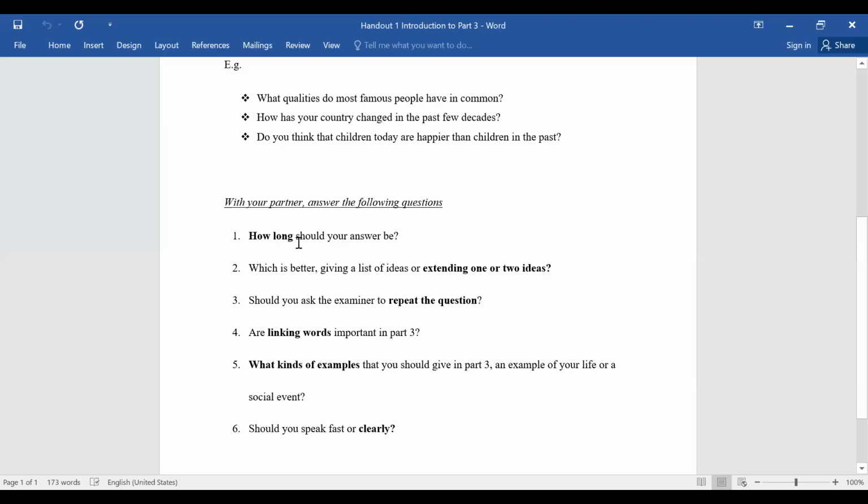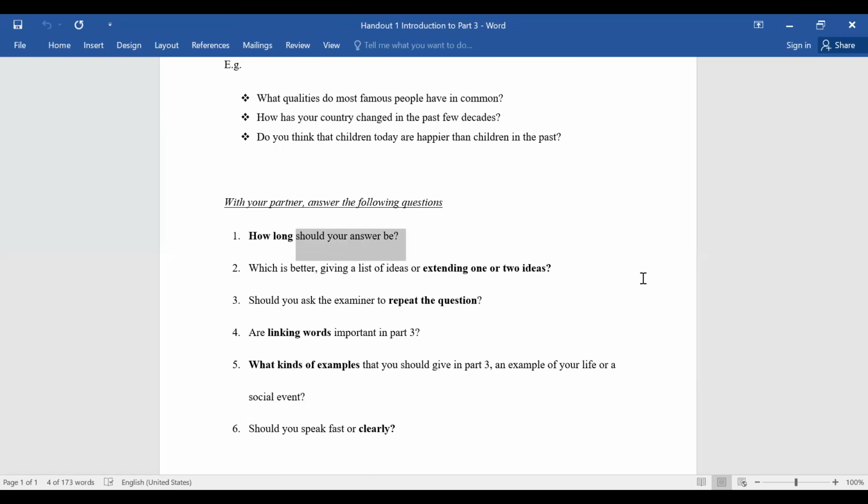Now, for question number 1, how long should your answer be? Okay, so now I need to be honest with you guys. IELTS doesn't state how long it wants your answer to be. But as a teacher, it's very important that I have you set expectations, because if your answers are too short, it will be hard for you to get a score.